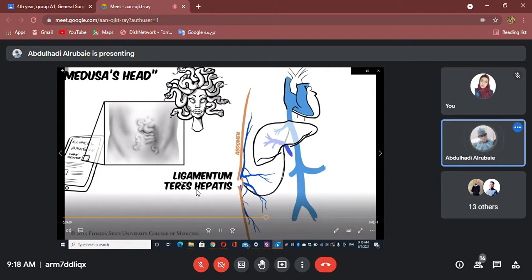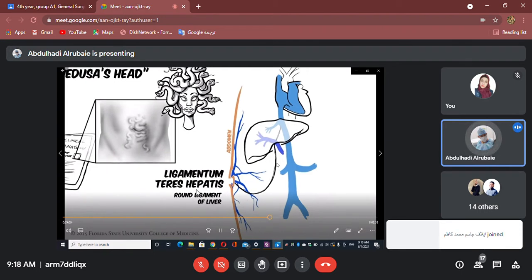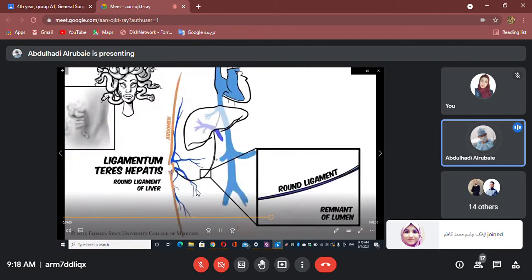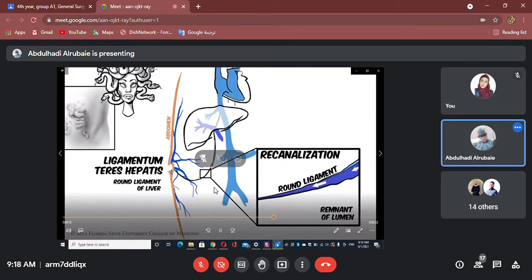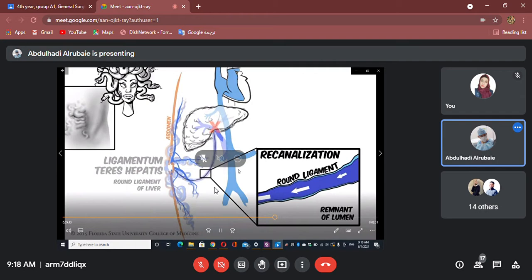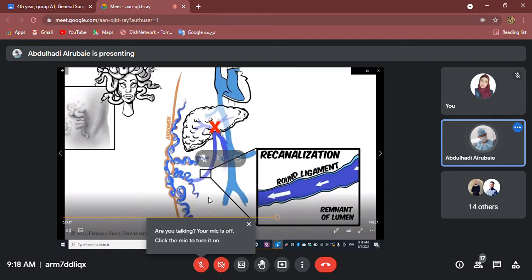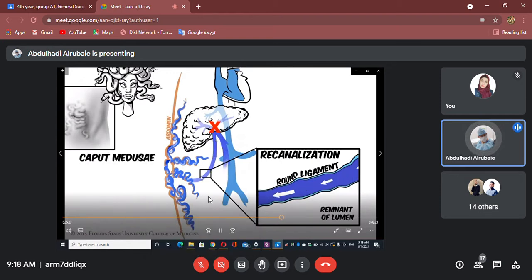Here, of course, the ligamentum teres or round ligament of the liver. This does not transmit any blood after delivery, and as a result of portal hypertension, there is recanalization and flow of blood to the area around the umbilicus to form the caput medusae.